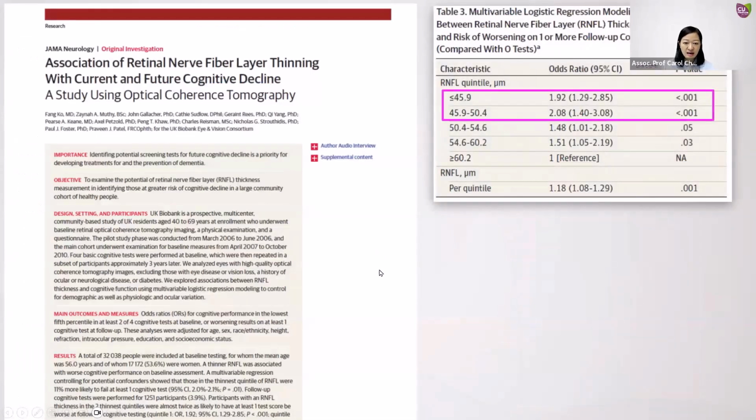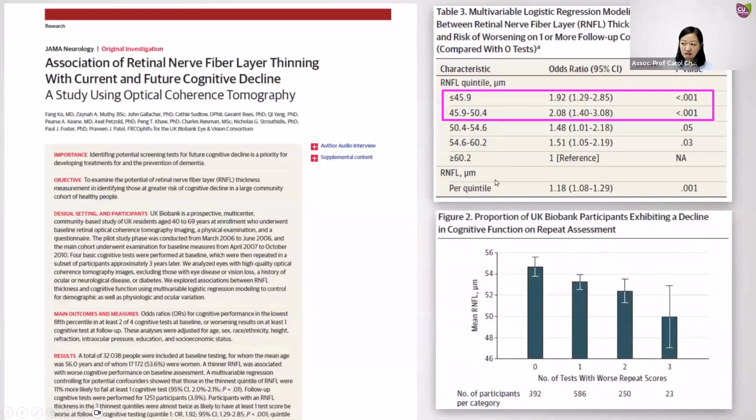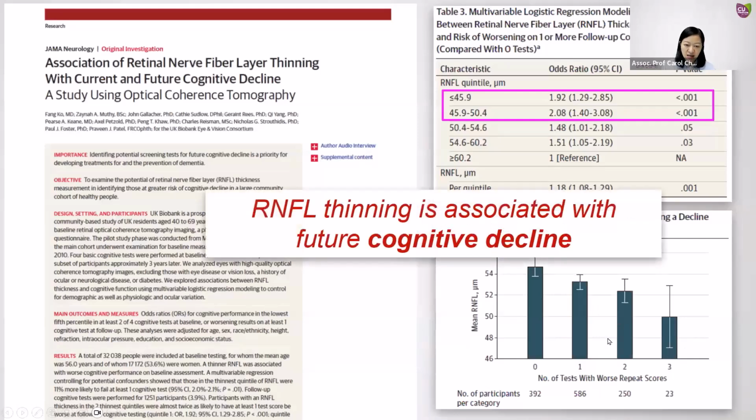Importantly, in a paper analyzing UK Biobank data, it is shown that retinal nerve fiber layer thinning is not only associated with concurrent poorer cognitive function, but also associated with future cognitive decline, in the lowest two quintiles of baseline retinal nerve fiber layer distribution. It also shows that an increased number of cognitive tests with worse scores on follow-up testing is significantly associated with retinal nerve fiber layer thinning, demonstrating that thinning is associated with future cognitive decline.